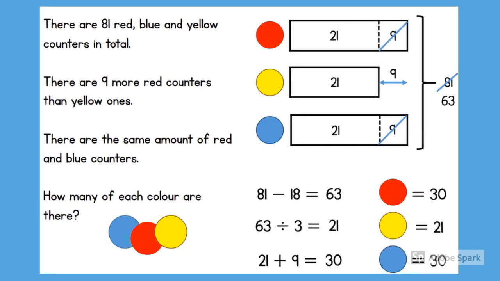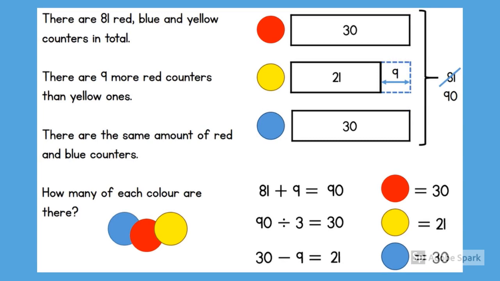So let's look at the solution. We need to take away the 9 from the red and the blue to make all the bars equal. This is 81 take away 18, which gives us 63. 63 divided by 3 colours gives us a total of 21. We now know that 21 add 9 is 30. So red and blue is 30 and the yellows are 21.